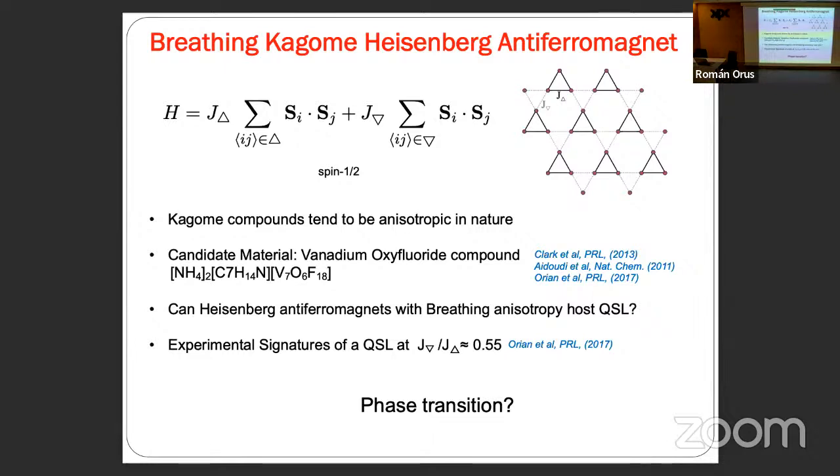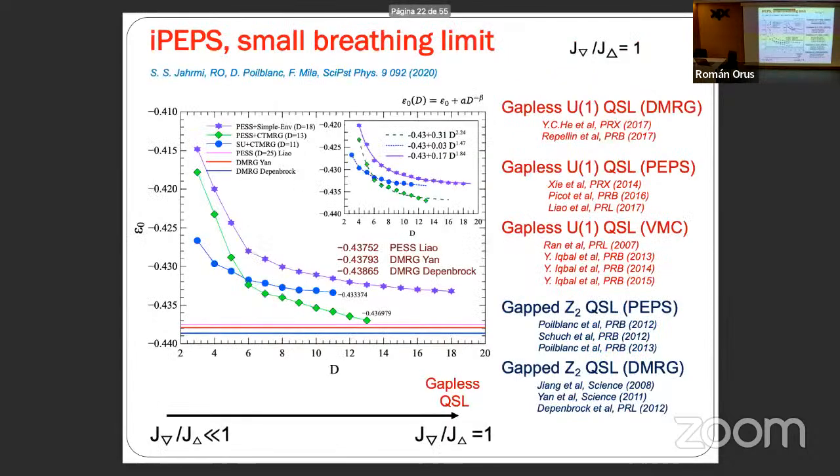So there are some hints that at this point there may actually be a quantum spin liquid, and the point is whether there is a phase transition between a quantum spin liquid phase and something else. So we started this with Said. We started in the isotropic limit. As I was telling you, this is one of the hardest problems in computational physics. And here are some numerical results.